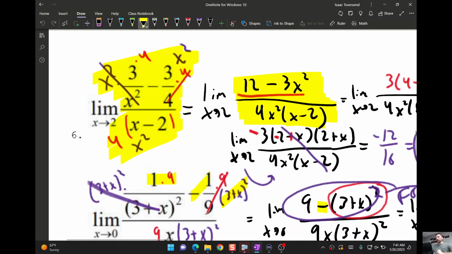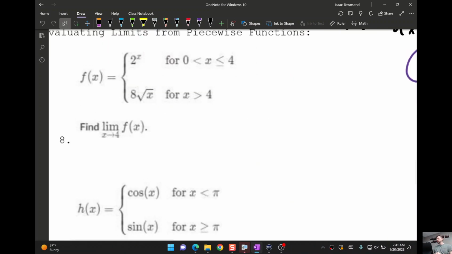Okay, and the other thing we're going to look at today, so these questions are quite a bit quicker, but this is a little bit different. This doesn't have to do with 0 over 0, it is doing a limit from a piecewise function.